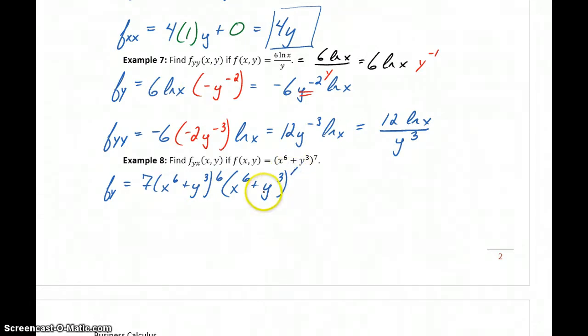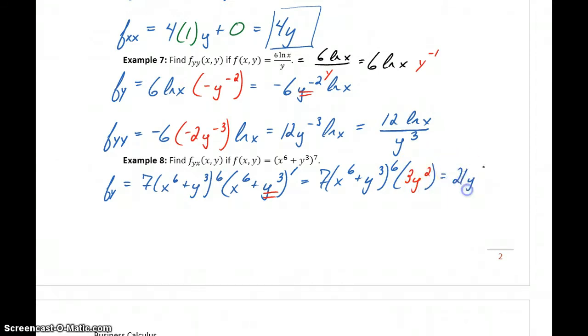And in this case, we're taking the derivative with respect to y. So x to the sixth will become 0, and we'll differentiate y cubed. So the derivative of y cubed will become 3y squared, or we get 21y squared times x to the sixth plus y cubed to the sixth power. So that's our first partial derivative.